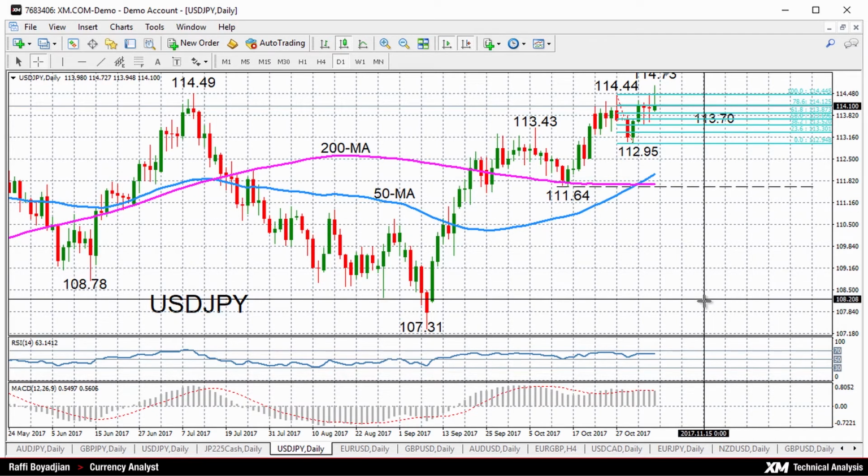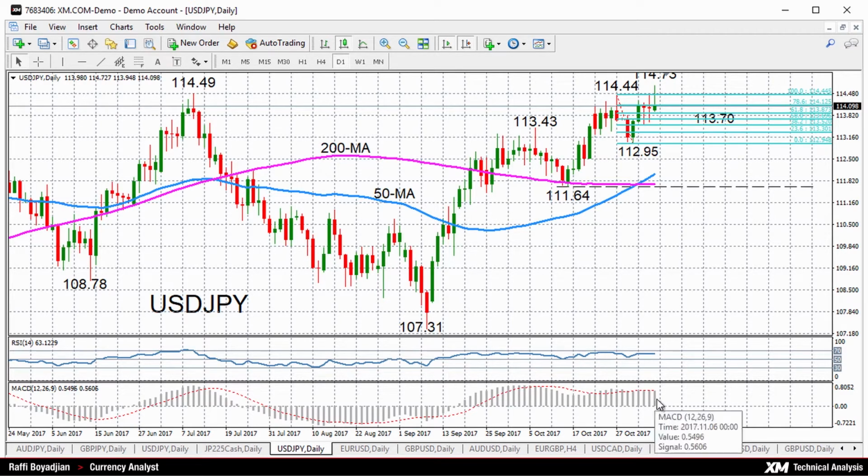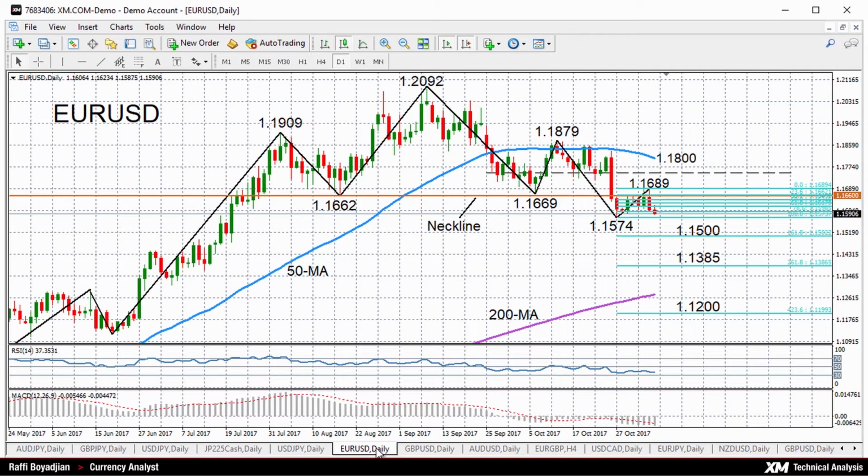In the medium term, the outlook for dollar yen is bullish. We can see the formation of a steady uptrend since September. MACD is also in very much positive territory, although it is just below its red signal line. A move above the red signal line would suggest a further strengthening of that upside momentum.